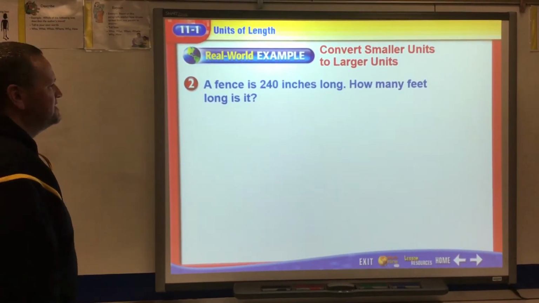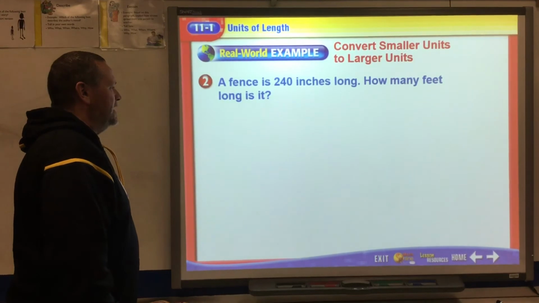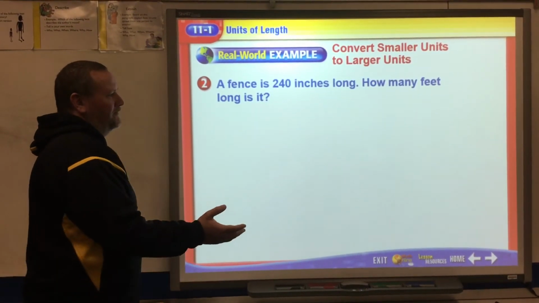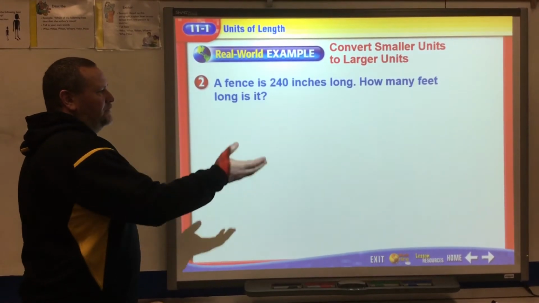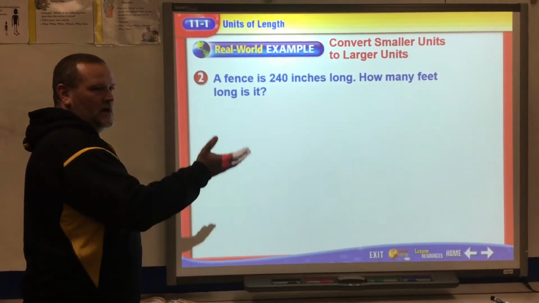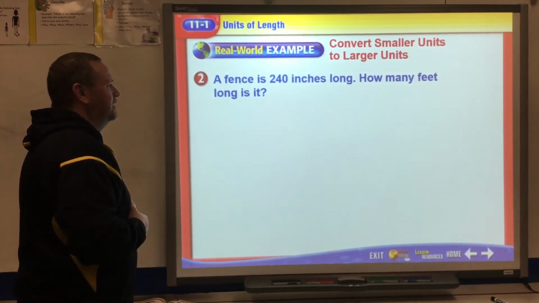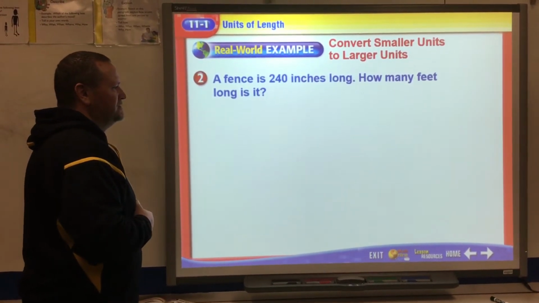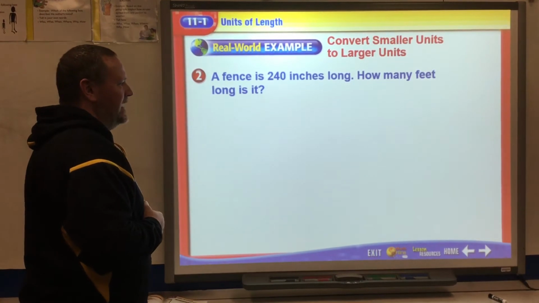A fence is 240 inches long. How many feet long is this? Well, here we're going from inches up to feet. Whenever you go up in that one chart that I showed, you're going to divide by whatever number is in between. And again, in this case, you're going to divide by 12.